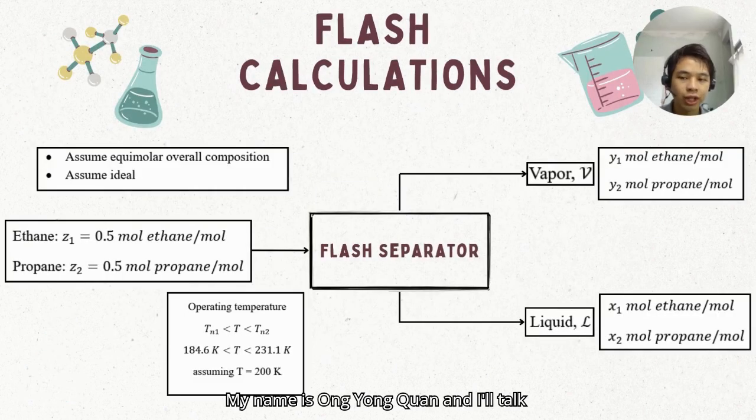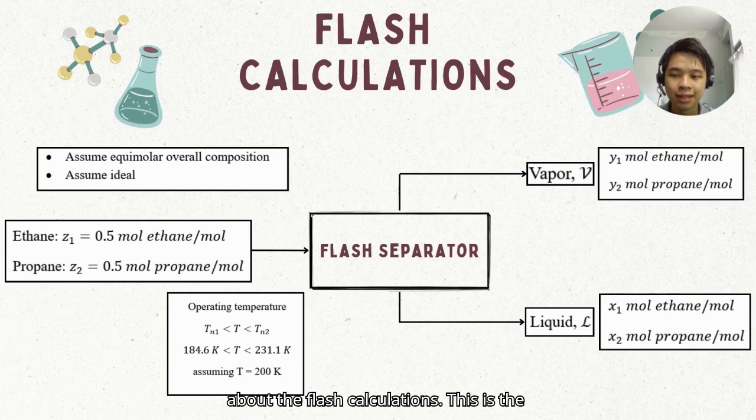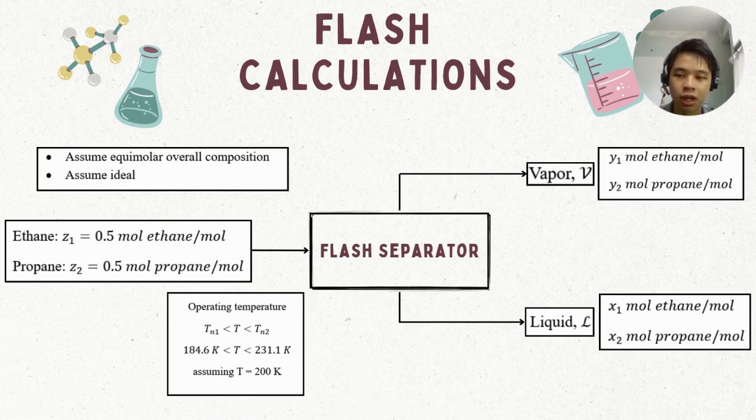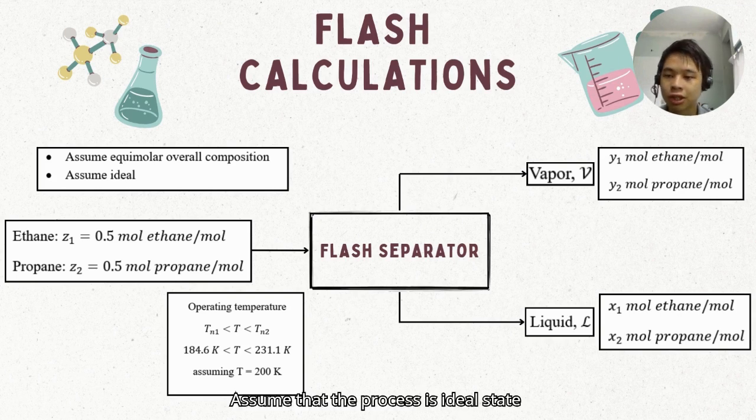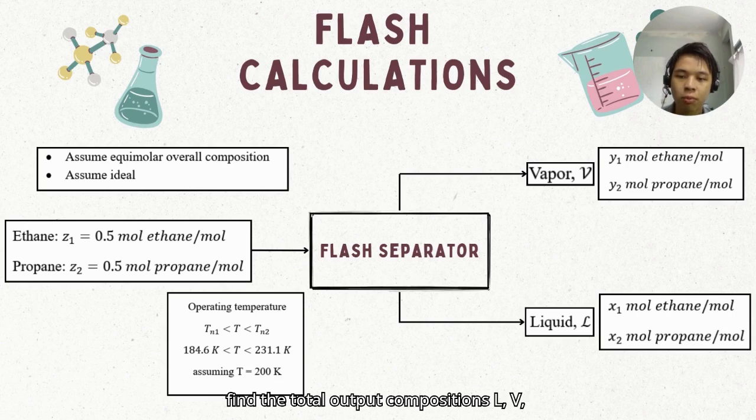My name is Ong Yong Chen, and I'll talk about the flash calculations. This is the diagram for flash for our calculation. From here, we assume that the overall composition of the input is equimolar. Assume that the process is ideal and at steady state. Now, we are required to find the total output flow rates L and V, and compositions x and y.